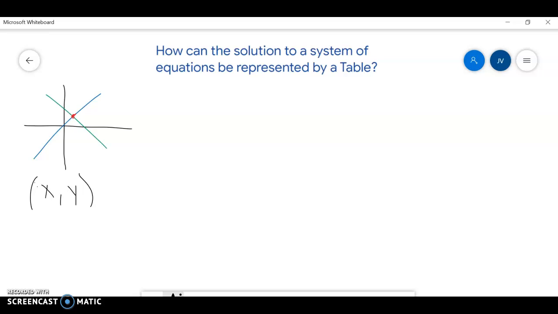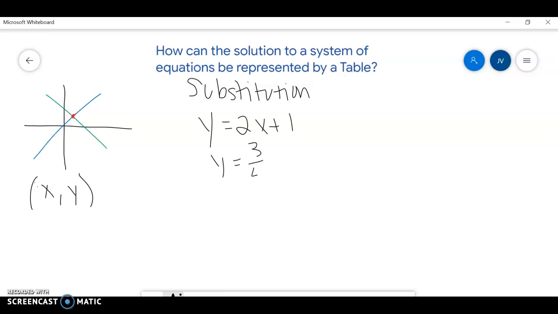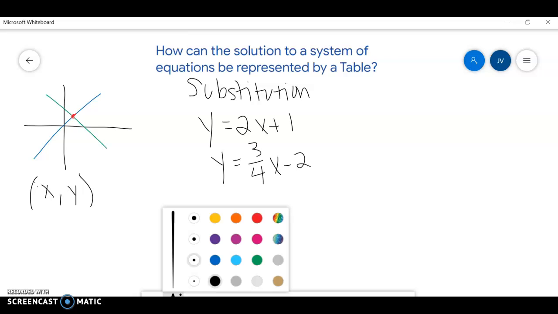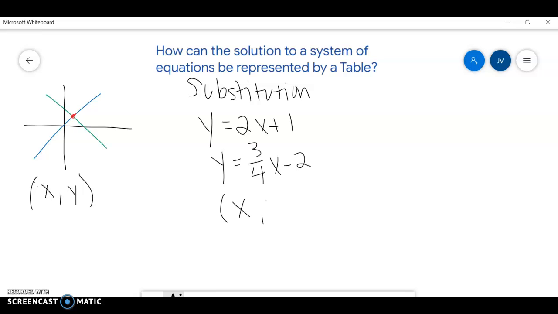The other thing that we learned was substitution. So this is where we had two equations, and then we had to substitute them into each other, again, to find an x and y coordinate.